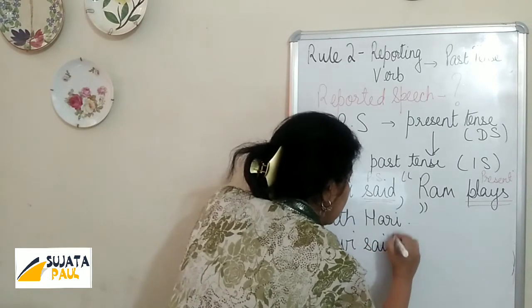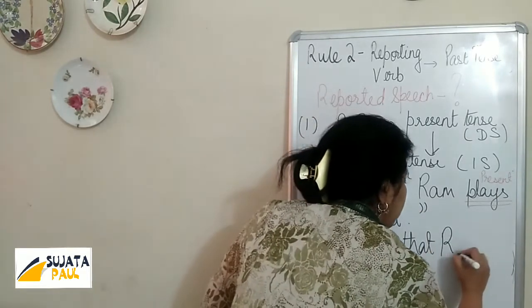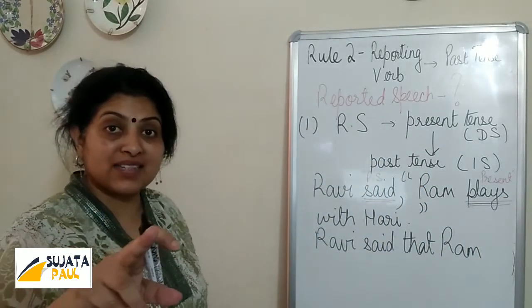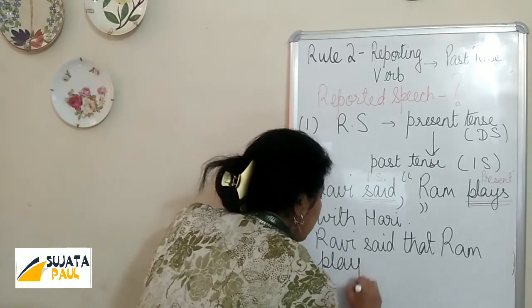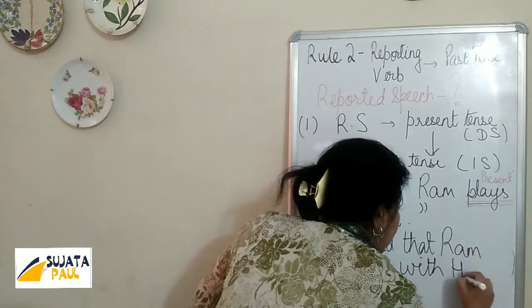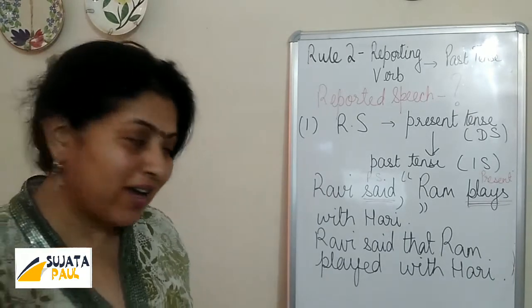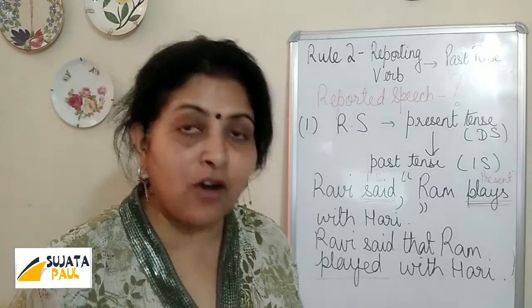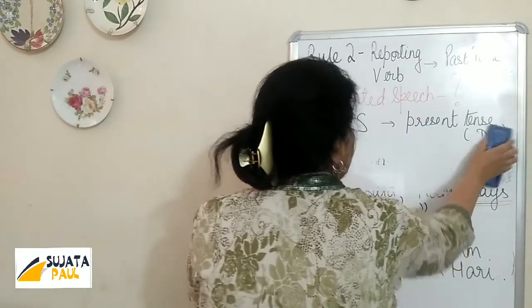So it will become, Ravi said that Ram, and this will change into past tense, so it will become Ram played with Hari. Right? So is that clear? This is what will happen. Now let me go to the second one.